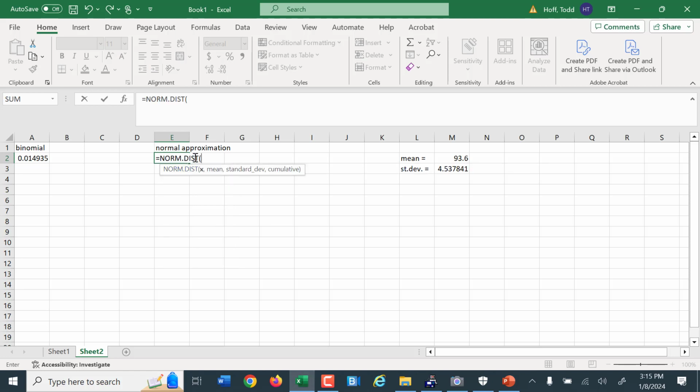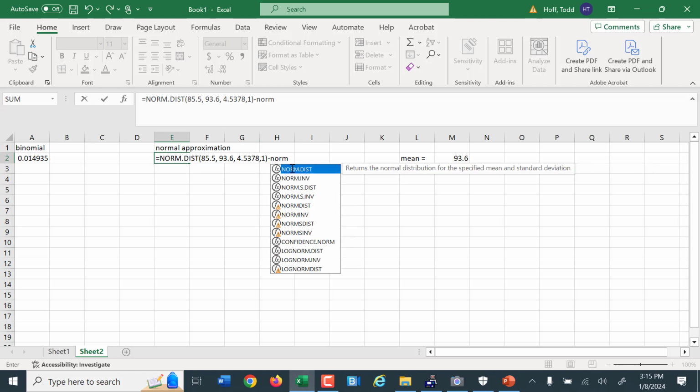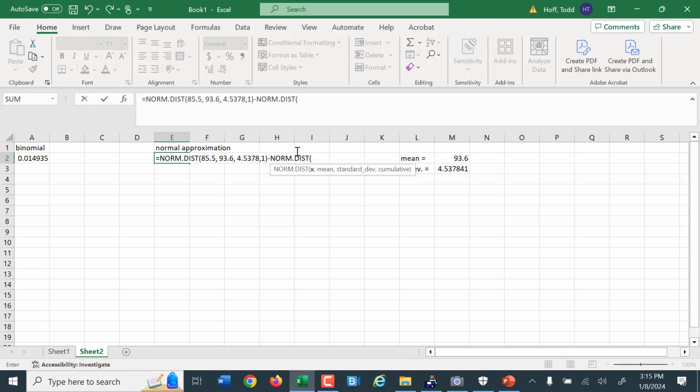So this is going to equal normal distribution. Remember, for a range, we have to subtract. So we're going to do the larger one, 85.5, with a mean of 93.6, standard deviation of 4.5378. And yes, it's always cumulative here, minus the normal dist of 84.5 for 93.6, 4.5378, and cumulative.